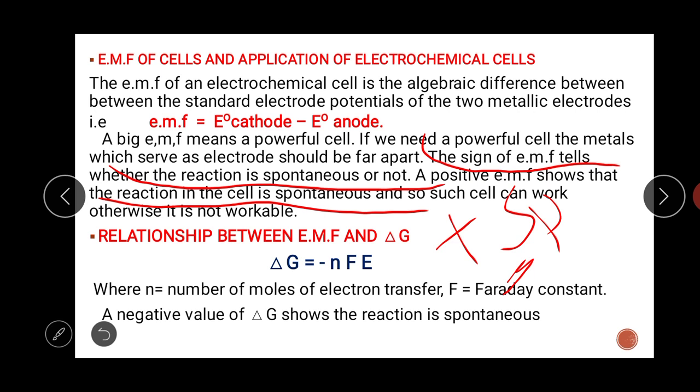Don't forget that delta G, the spontaneous reaction, is given by delta G equals minus nFE, where n is the number of moles of electrons and F is the Faraday constant. Delta G is minus nFE. That is the relationship between delta G, which tells us about spontaneity, and the Faraday constant with the number of moles. The E actually represents the EMF.